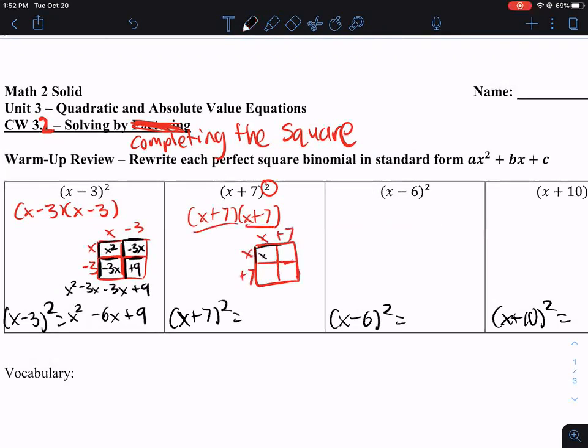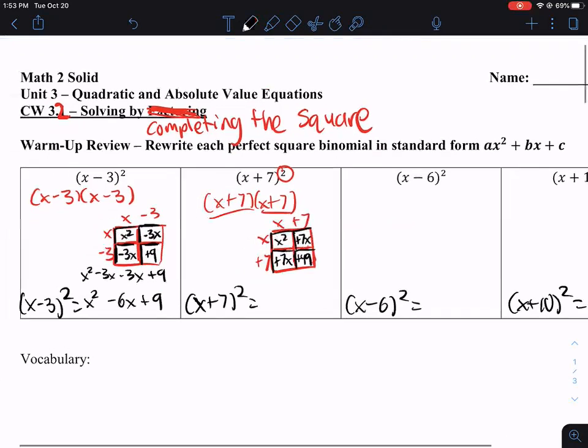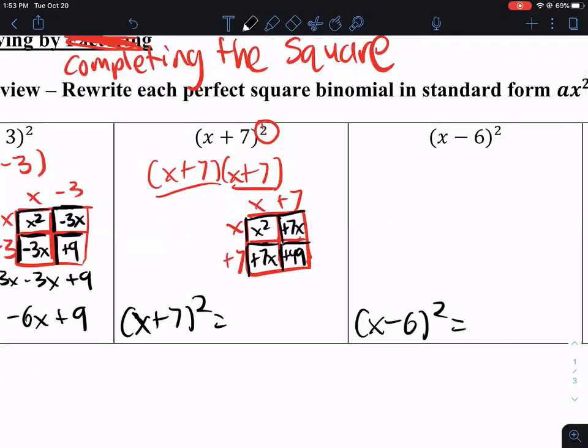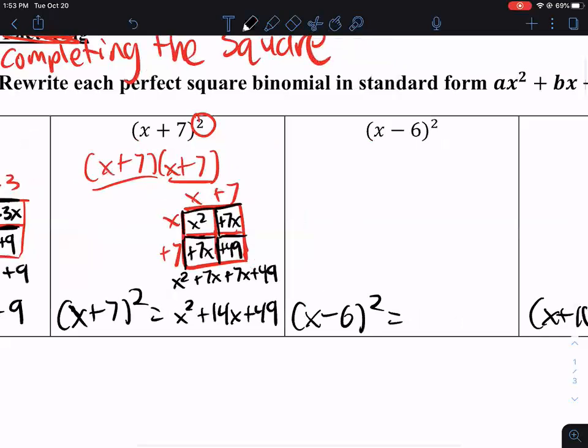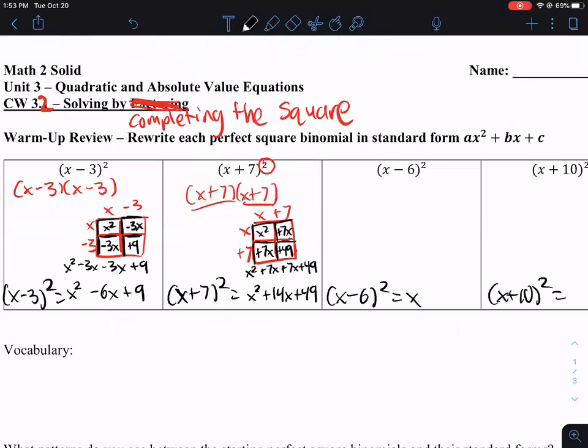So x times x is x squared, x times positive 7 is plus 7x, 7 times x is plus 7x, 7 times 7 is plus 49. Okay, so the four boxes are x squared plus 7x plus another 7x and plus 49. So at the end, these two can combine, giving us x squared plus 14x plus 49. Okay, and I'll put the final answers only for the last two.